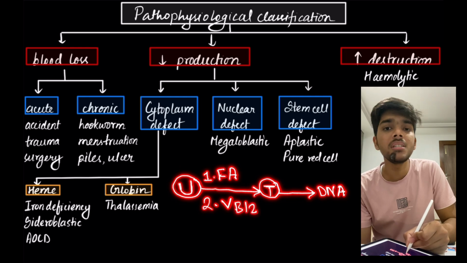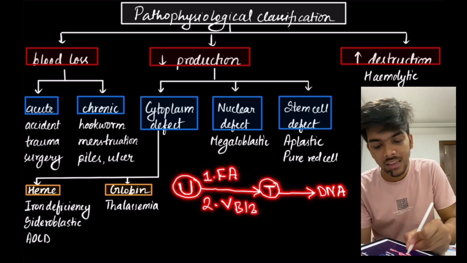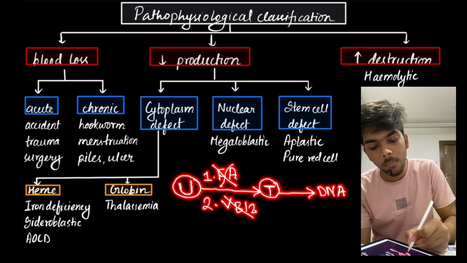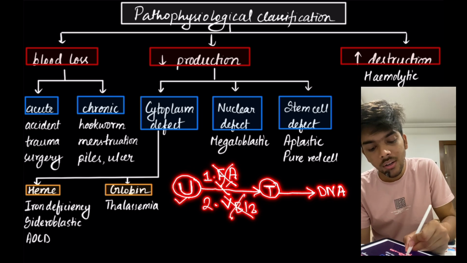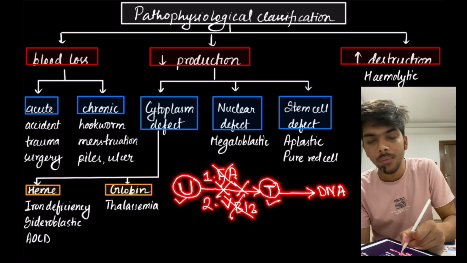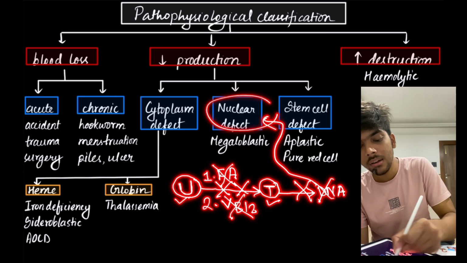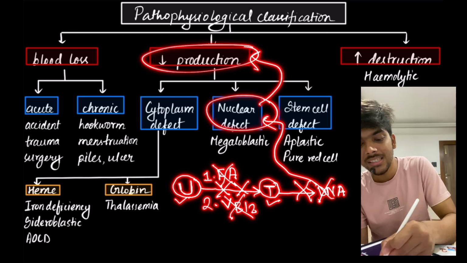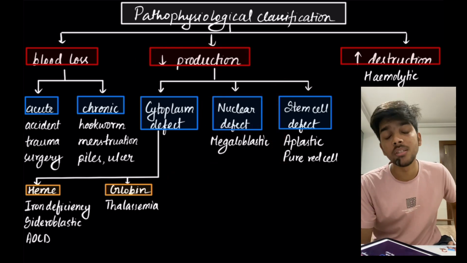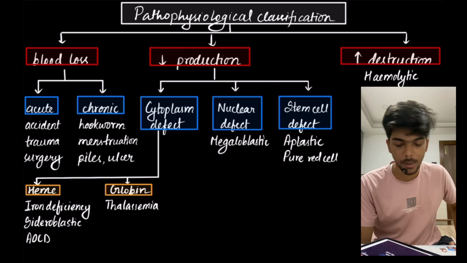If there is deficiency of any one of them, either folic acid or vitamin B12 or both, uracil will not get converted into thymine. As a result, DNA synthesis will not take place, leading to nuclear defect, leading to decreased production of RBC. This is what happens in megaloblastic anemia.